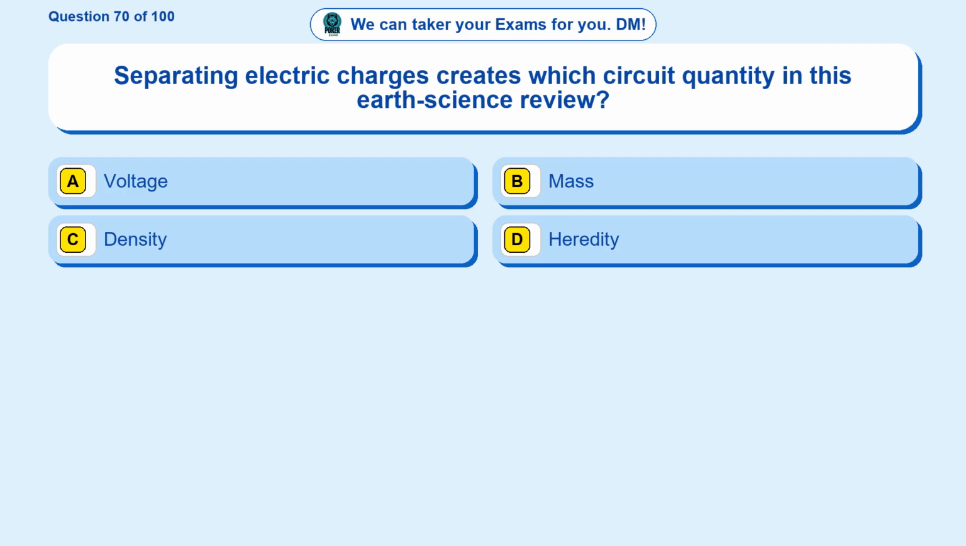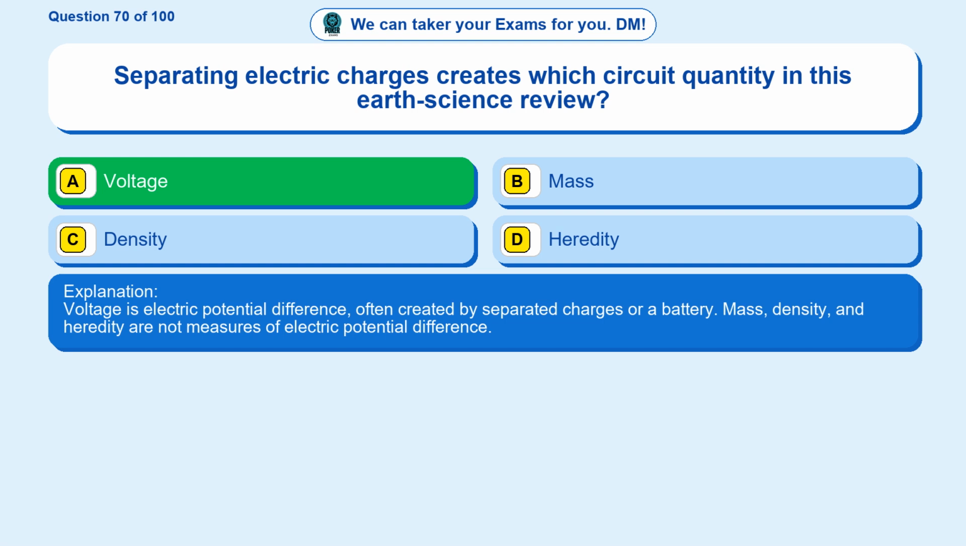Question 70. Separating electric charges creates which circuit quantity in this Earth Science Review? Option A, voltage. Option B, mass. Option C, density. Option D, heredity. The correct answer is option A. Voltage. Voltage is electric potential difference, often created by separated charges or a battery. Mass, density, and heredity are not measures of electric potential difference.